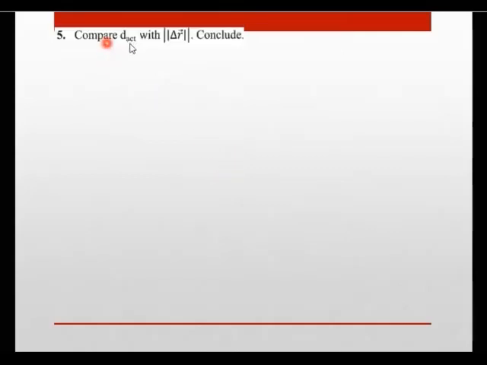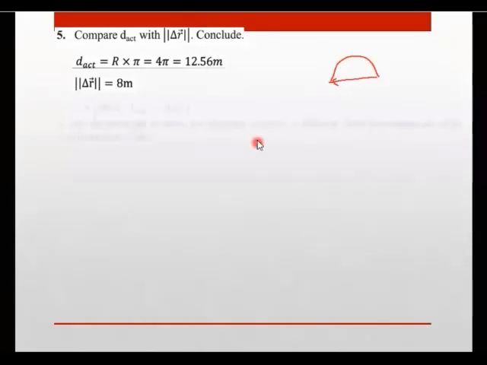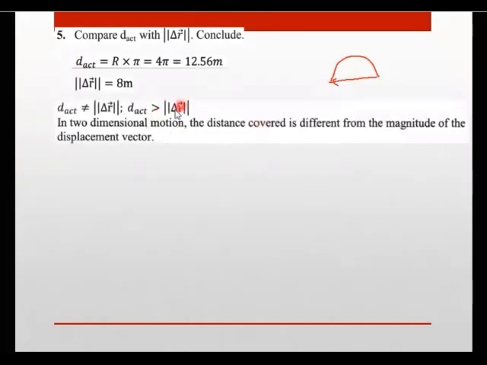Part 5. He said compare the actual distance and delta R and conclude. The actual distance was given to be 12.56 and the magnitude of delta R is 8. We are sure that any curvilinear distance is bigger than the direct distance between 2 points. That is, they are not equal, and the actual is greater than delta R. In two-dimensional motions, the distance covered is different from the magnitude of the displacement vector.